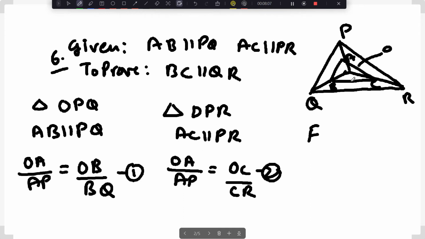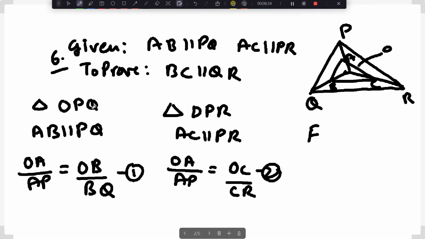It says that A, B and C are points on OP, OQ and OR such that AB is parallel to PQ and AC is parallel to PR. So we have to prove that BC is parallel to QR. First, when you hear "parallel", it's about proportions only, right? So we'll go by theorem 6.1.